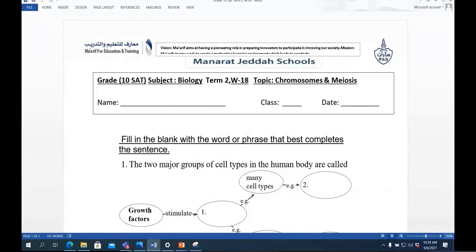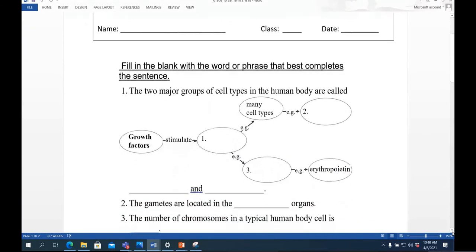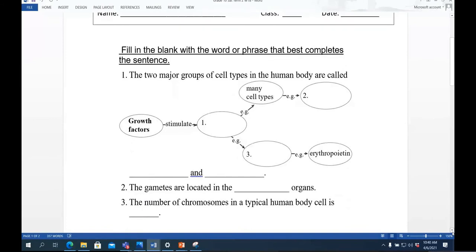All right then. Please retrieve your worksheet 18 from the supporting resources, which is for chromosomes and meiosis. Let's start solving it. Question 1. We have 2 major groups of cell types in the human body. What are they called? You need to tell me the answers for 1, 2, and 3 over here.